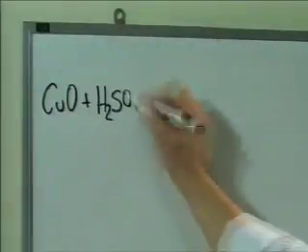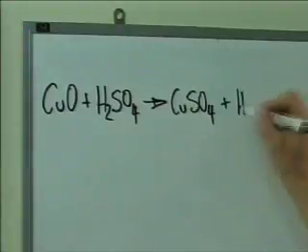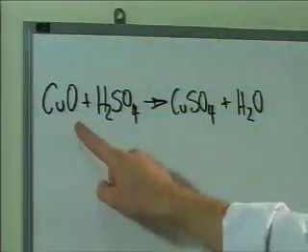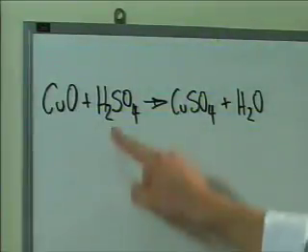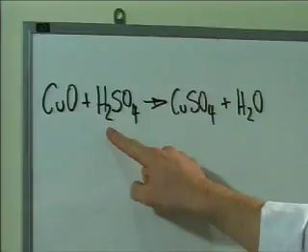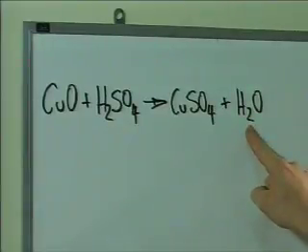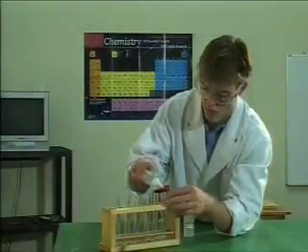This is what happens. This is a Lowry-Bronsted reaction because the oxide ion has accepted 2 protons, or 2 H+ ions, from the acid and formed water. Now, acids and carbonates.